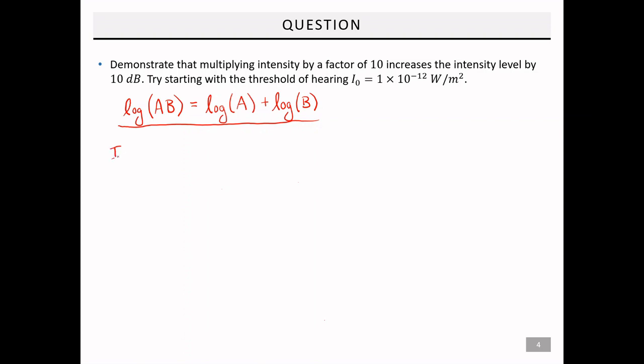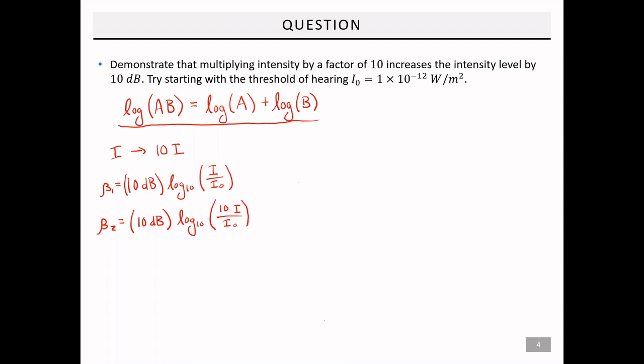Now I want to start with an intensity I, and I want to increase that intensity by a factor of 10. So I'm going to start with beta equal to 10 decibels times the log base 10 of I over I0. That will be our beta 0, or let's call it beta 1 to make it a little less confusing. Then I'm going to multiply that I by 10 and compare with beta 1. So beta 2 will be 10 decibels times the log base 10 of 10I over I0. I'm going to rewrite the inside of that logarithm just to make it a little more clear. I'm going to write it as 10 times I over I0.